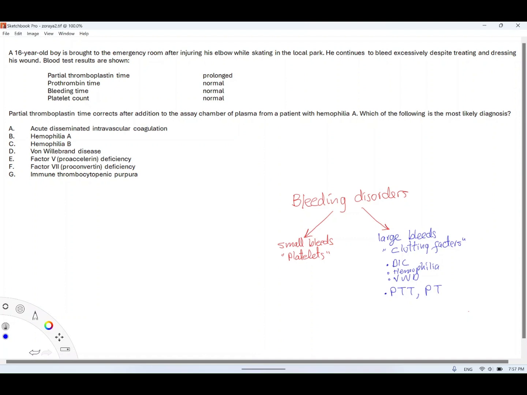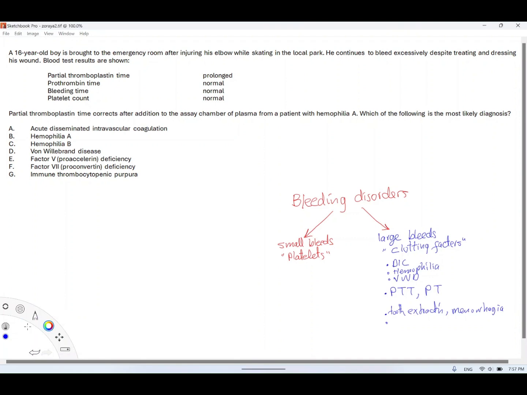What are large bleeds? Examples would be bleeding after tooth extraction, a prolonged menstrual period or menorrhagia, or epistaxis, which is nosebleed, or when somebody has a wound or a cut and it's not just a rash, it's actually active bleeding. So that's a large bleed.